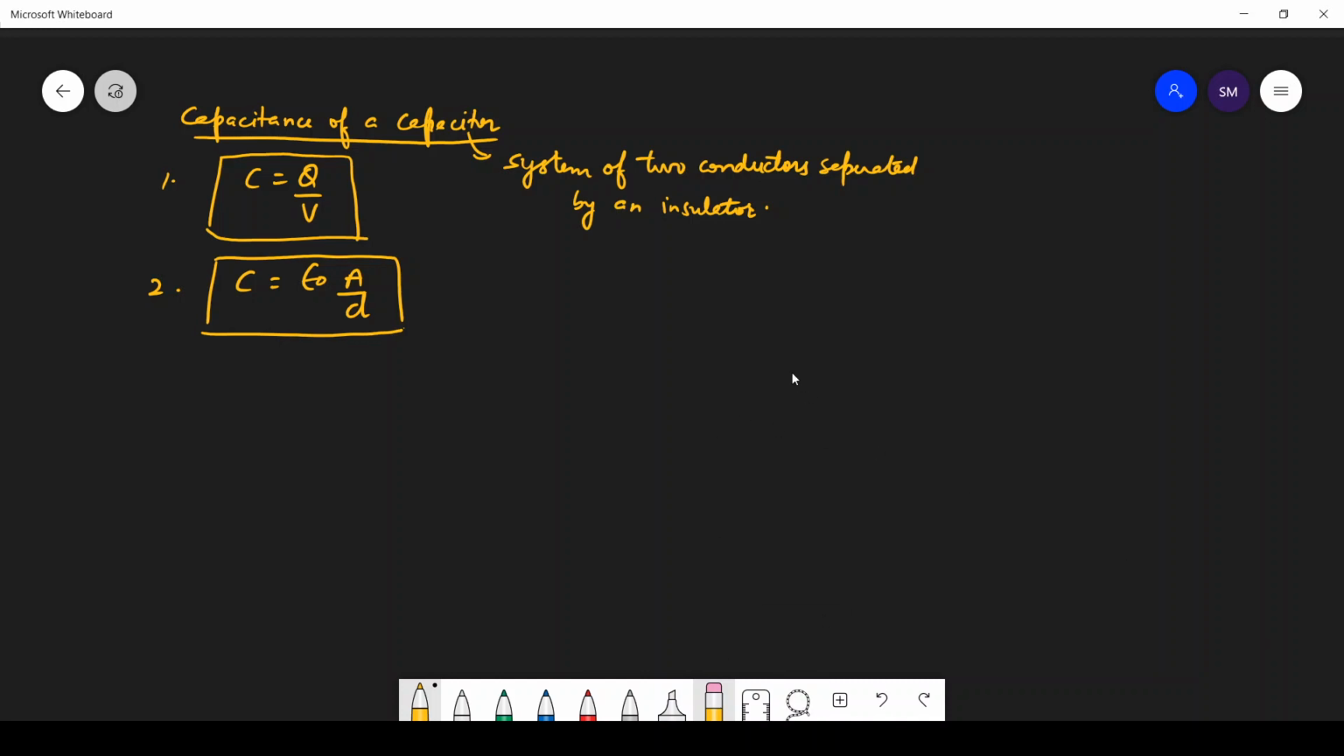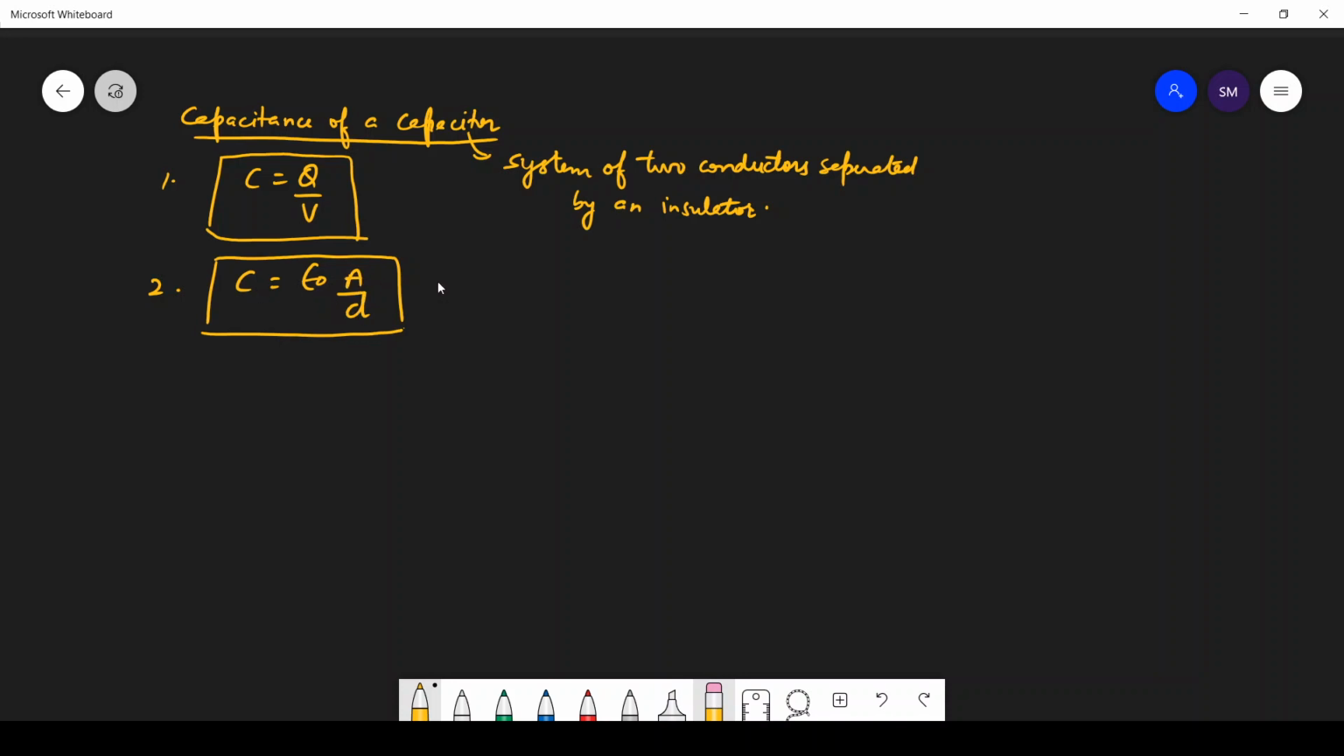So students, capacitance of a capacitor is given by the formula C is equal to Q by V. But if I ask you what the capacitance depends on, according to this formula, capacitance is equal to epsilon naught A by D. So capacitance is directly proportional to the area.